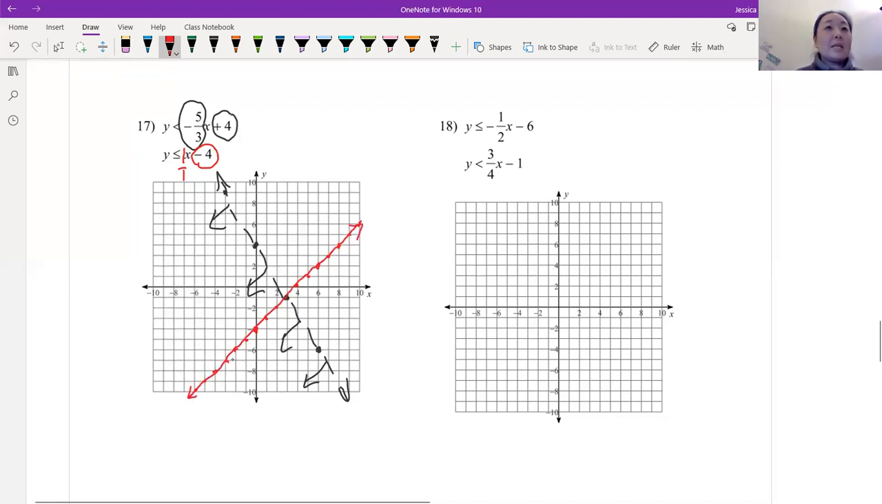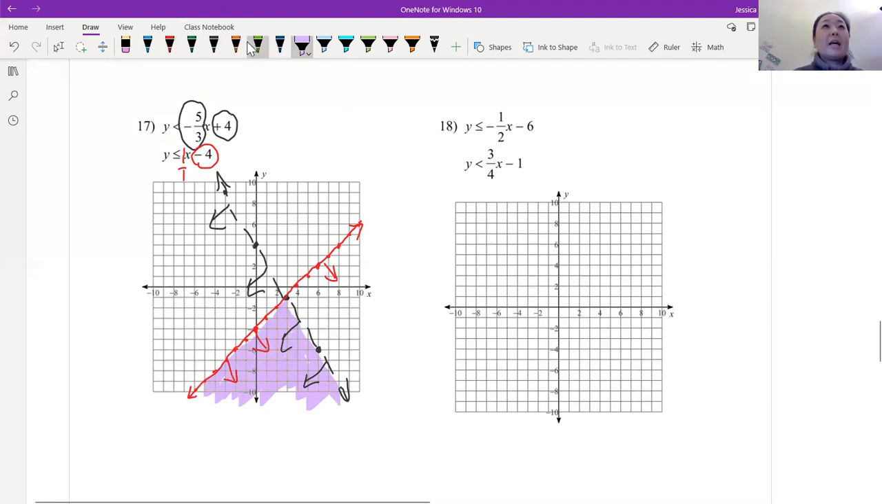And it says y is less than. You notice here that I have a lot of less thans. Bad planning on my part, sorry guys. But you get the picture, right? So it's all this right here, the less thans.